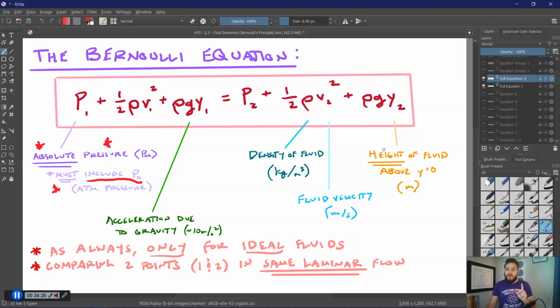And this is a real one we have to be careful with. Y1 and Y2 are the height of the fluid above Y equals 0. And this is really annoying because previously we learned that H is actually the depth of the fluid when we're looking at, for instance, the absolute pressure and gauge pressure equations. That's the depth. Y is in fact the height, how high it is above whatever we set as Y equals 0.